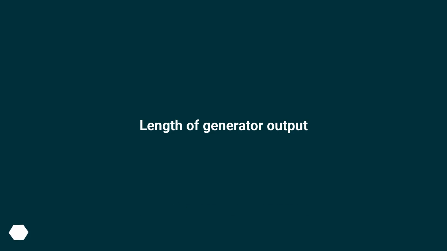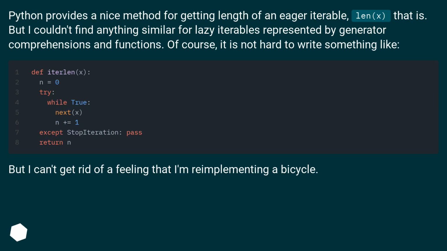Length of generator output. Python provides a nice method for getting the length of an eager iterable, len(x) that is. But I couldn't find anything similar for lazy iterables represented by generator comprehensions and functions.